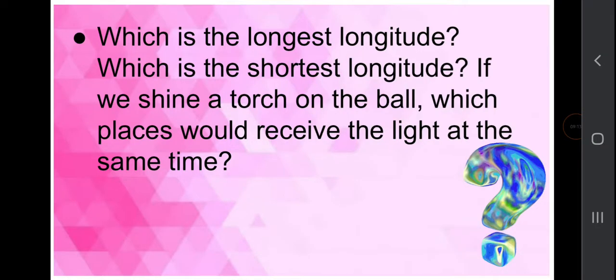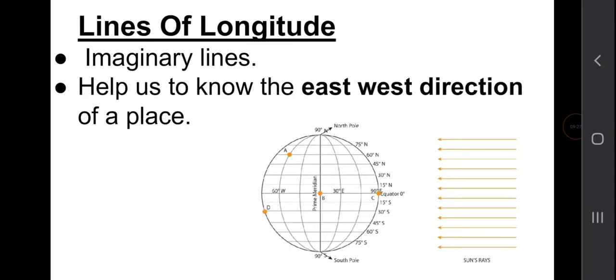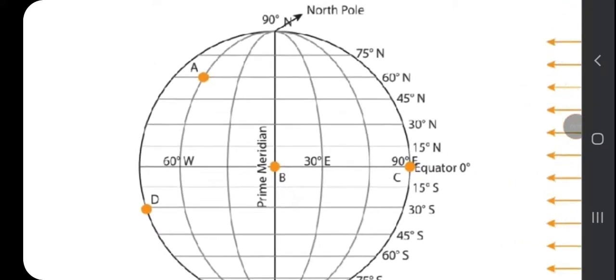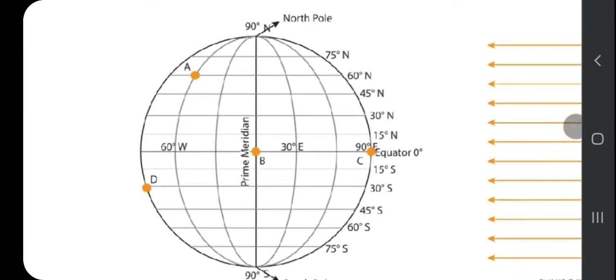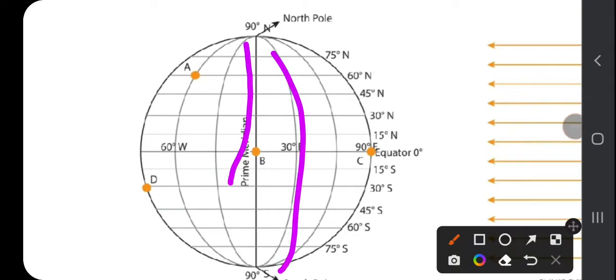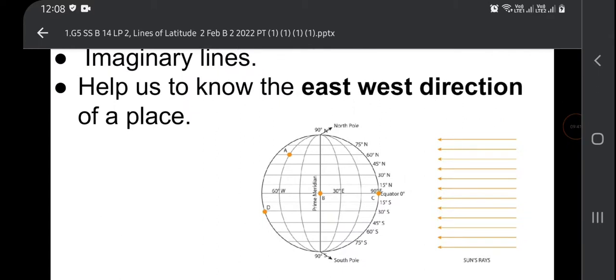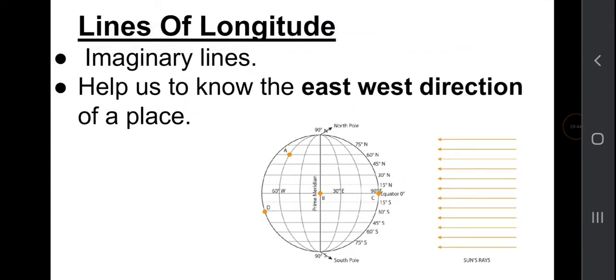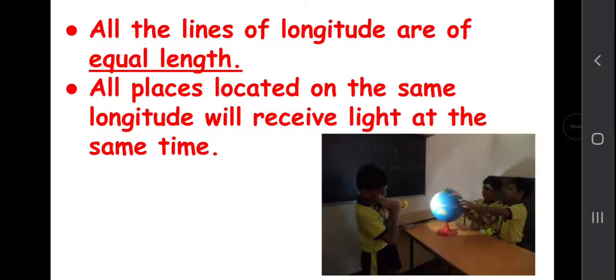Now answer which is the longest longitude and which is the shortest longitude. And imagine if we shine a torch on the ball, which places would receive the light at the same time. You need to answer which is the shortest line and which is the longest line. What do you think? Can you see a short line or a long line here? Pause the video, think and answer. Do you think there are some short or long lines? No, all the lines of longitude are of equal length.